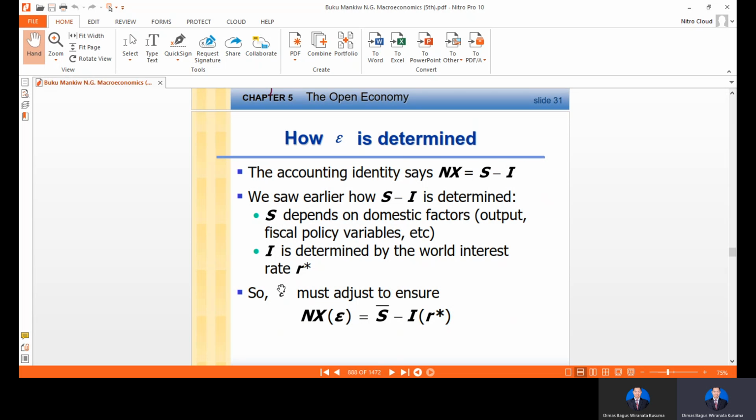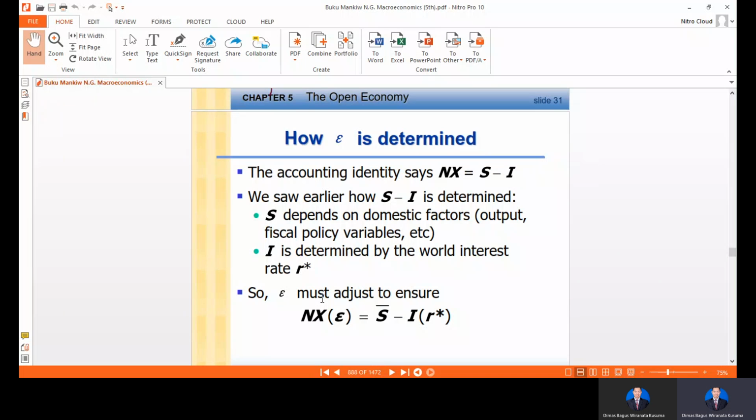So if we put the real exchange rate into the equation, it must adjust to ensure that net export, the function of the real exchange rate, equals saving minus investment, the function of r star. These are the equations. So in this case, you can see that between investment and net export there is a negative relationship, and between net export and saving there is a positive relationship. So if the interest rate is higher, it means that investment is lower, and it will make the net export increase.